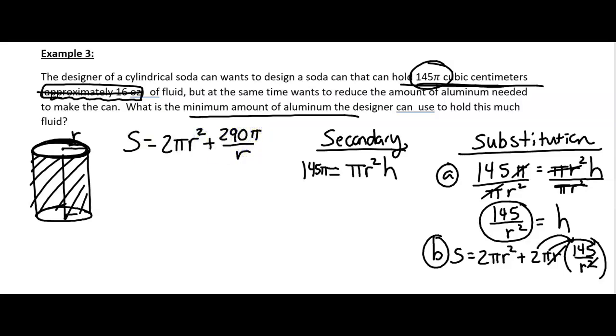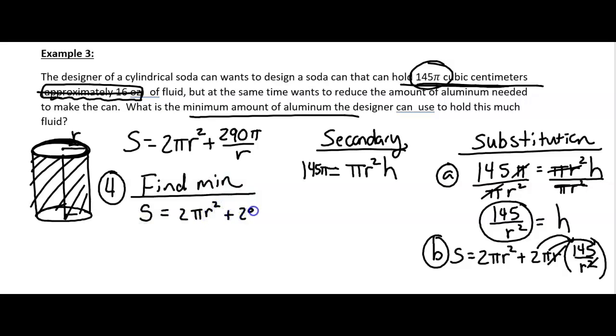All right. So now we're ready for step 4. In step 4, we want to find the minimum. So we're going to start by finding the derivative, but before I do that, I want to make my equation derivative friendly. I don't like that 290 pi over r, so I'm going to rewrite it as 290 pi r to the negative 1. That way I can just do the power rule on it instead of the quotient rule, which is much easier. Now I'm going to find my derivative.